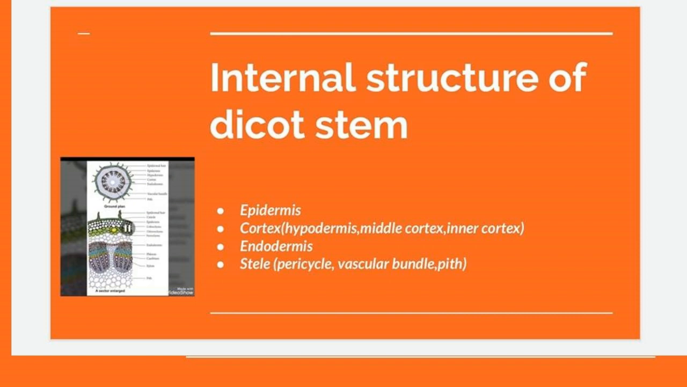Phloem consists of sieve tube elements. Phloem parenchyma and phloem fibers are absent. Pith is not differentiated in a monocot stem, and you will see a difference between the monocot as well as the dicot stem.